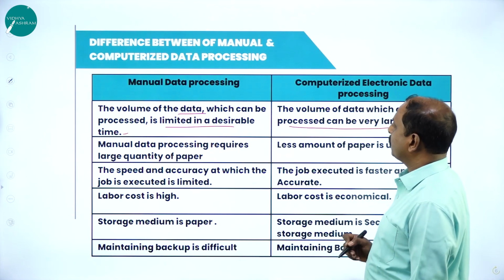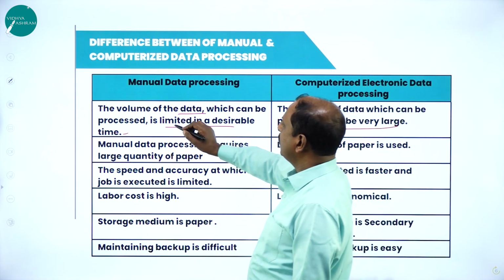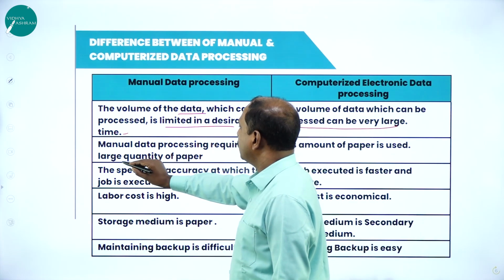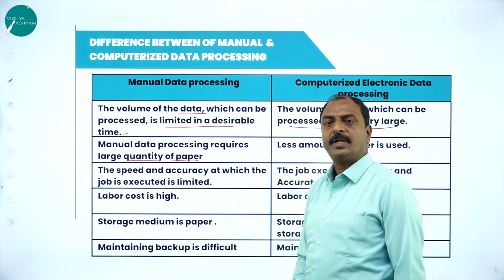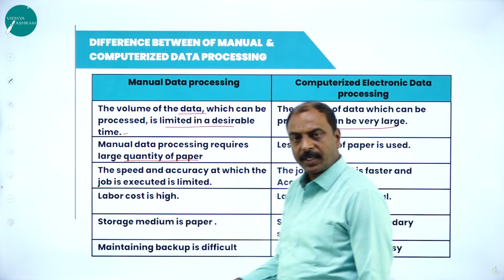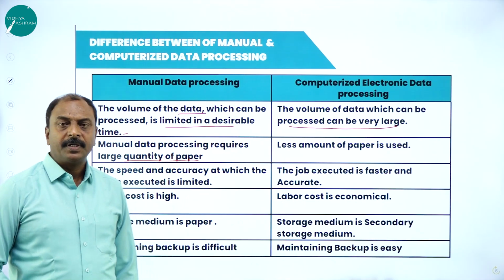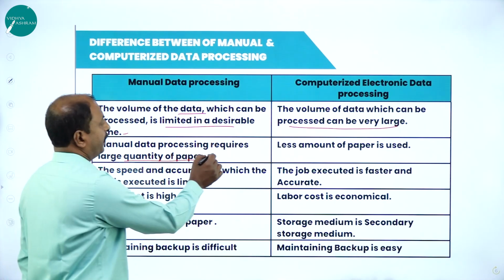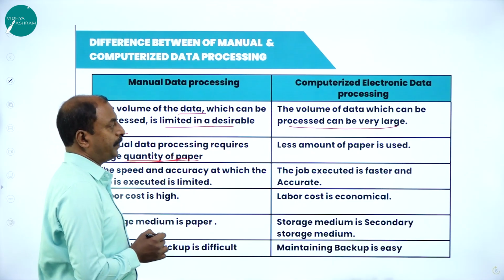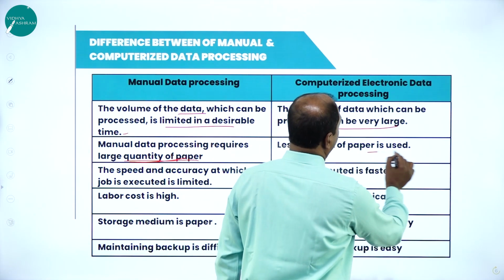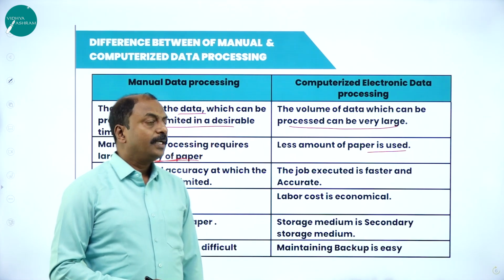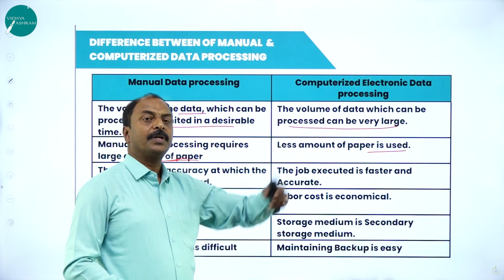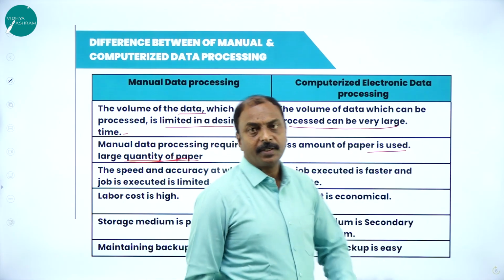So here it can be processed voluminous data, and here the volume of data will be very less. Now in manual, it requires a large quantity of paper, because that was a storage device. Everything you used to store, the record or the data, on paper in the form of ledgers, books, accounts, so many things. So manual data processing requires a large amount of paper. But nowadays, less paper. You might have come across the word paperless office. So we are minimizing the use of papers with respect to computerized or electronic data processing.